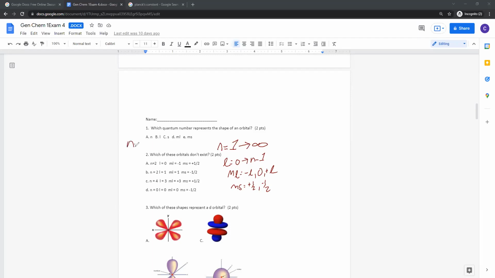So if we look at A, n is 2. If n is 2, I can have two possible L values. My L can be either 0 or 1. Remember, the s and p orbitals. If you look on your periodic table, you go to the second row, you'll notice there's no d orbital there. You only have s and p orbitals.